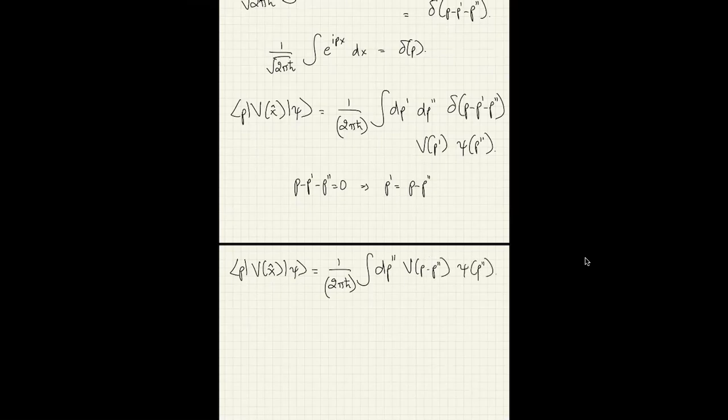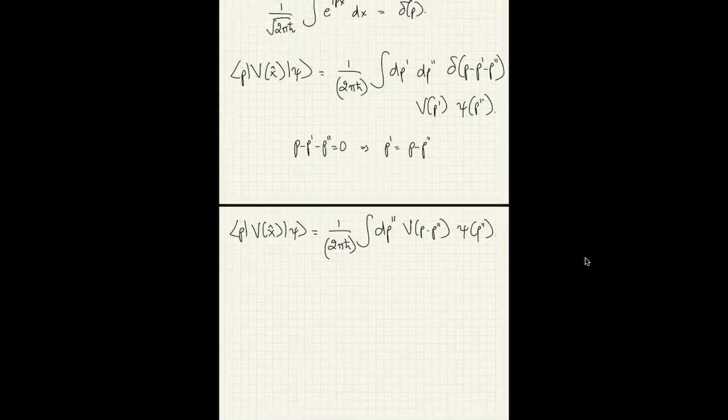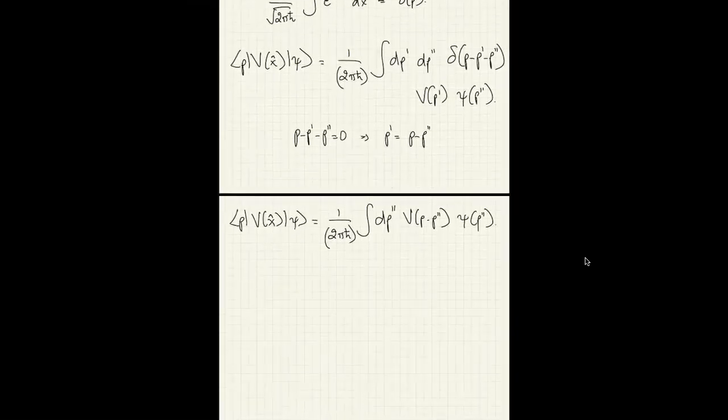Okay, now notice that p double prime is just a dummy variable. So I might as well call it some other variable, p prime, so I don't have to carry through the cumbersome notation. So this is just 1 over 2 pi h bar integral dp prime v of p minus p prime psi of p prime. Okay, so that is what this matrix element is. Now I have successfully written down everything in terms of the momentum space wave function psi of p.